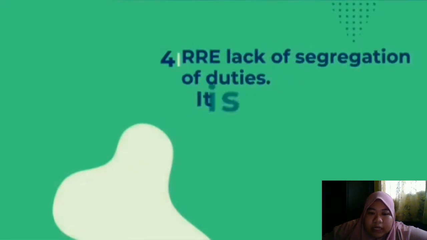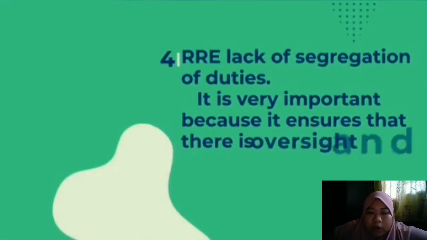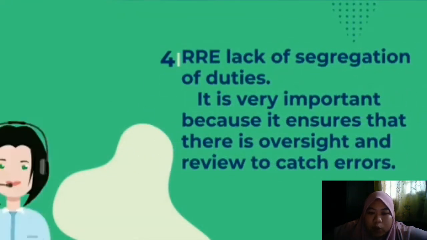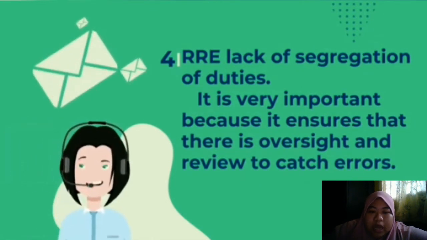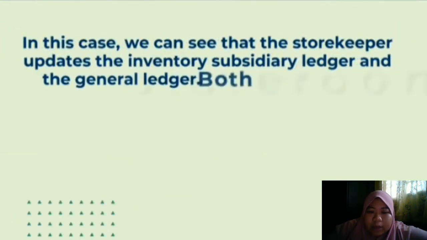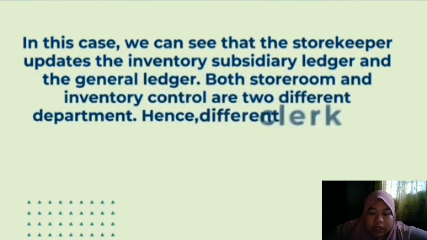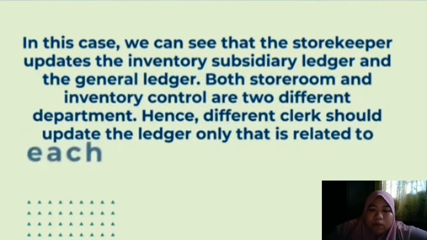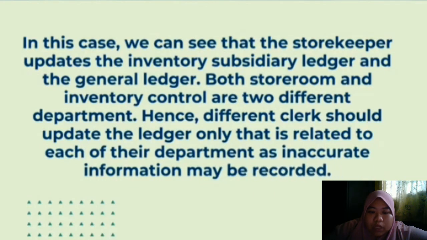Roda-roda Enterprise also lacks segregation of duties. It is very important because it ensures that there is oversight and review to catch errors. In this case, we can see that the storekeeper updates the inventory subsidiary ledger and the general ledger. Storeroom and inventory control are two different departments. Hence, different clerks should update only the ledger related to each of the departments, as incorrect information may be recorded.